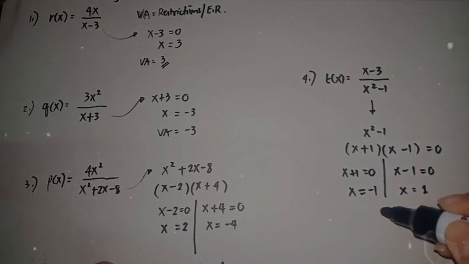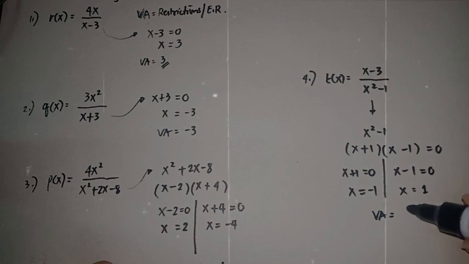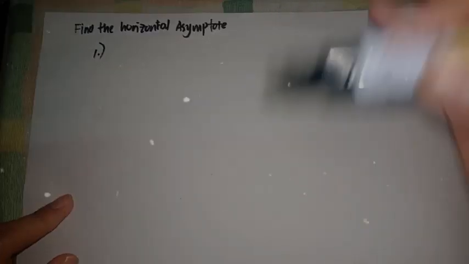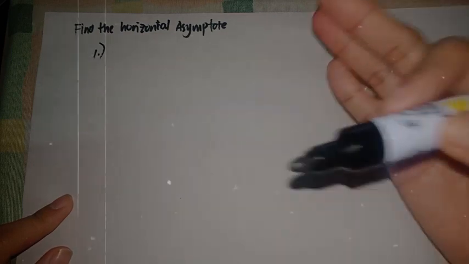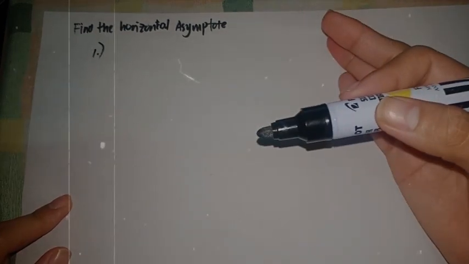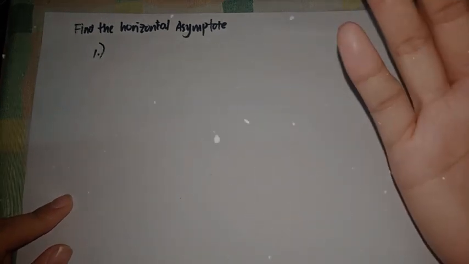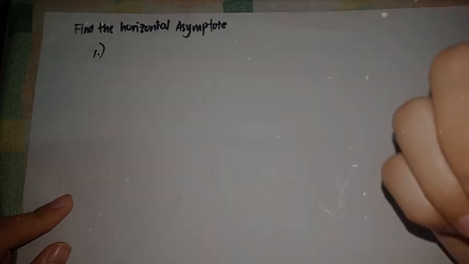Then, positive 1. So that means our vertical asymptotes are positive and negative 1. That's it. Okay, so I'll give an emphasis on how to find the horizontal asymptotes. Actually, there are 3 ways to find the horizontal asymptote, as I have mentioned from the previous slide.